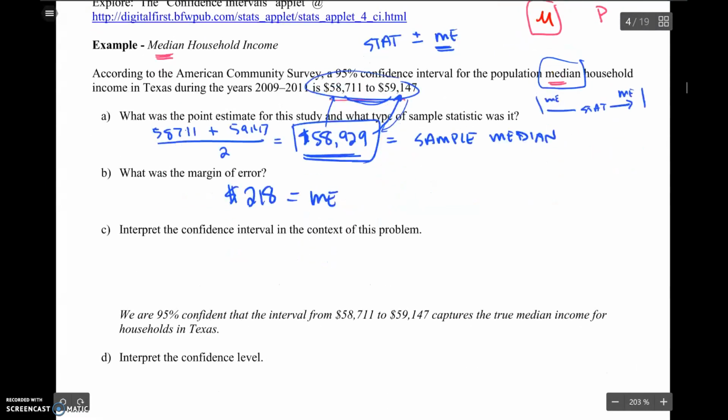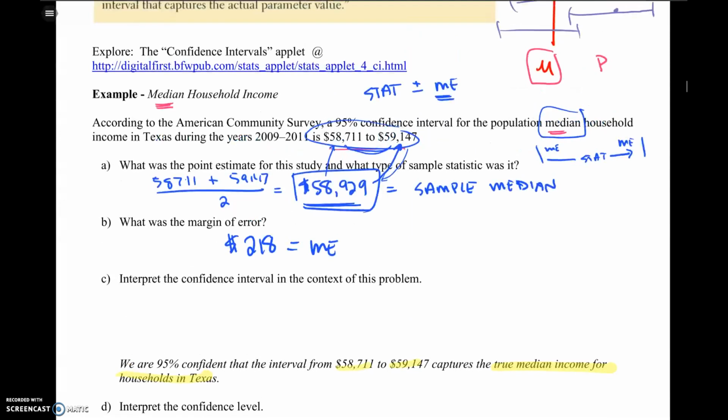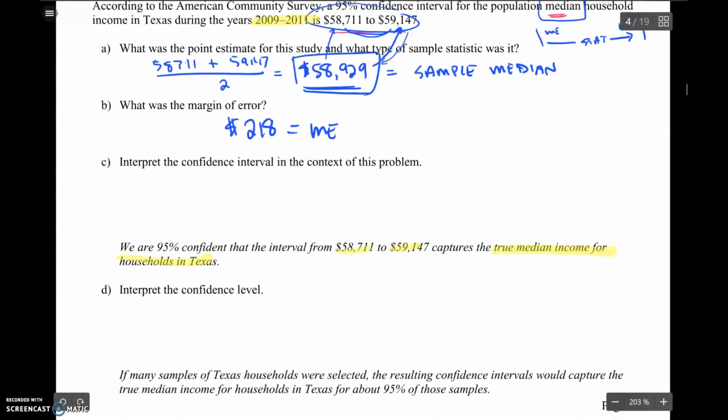Interpret the confidence interval in the context of the problem. Can't do this enough. I mean, you want to make this just kind of a memorization type of thing, fill in the blanks. We are 95% confident that the interval from blah to blah captures the parameter in context. In this case, captures the true median income of households in Texas. Probably should put the years in there, but oh well.